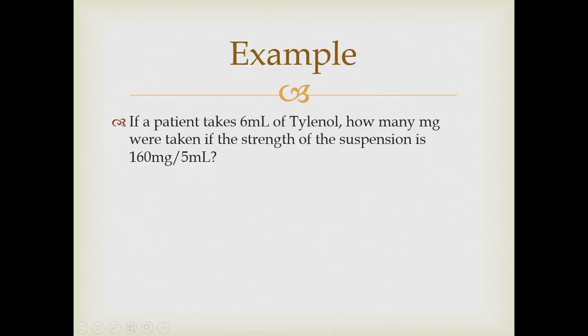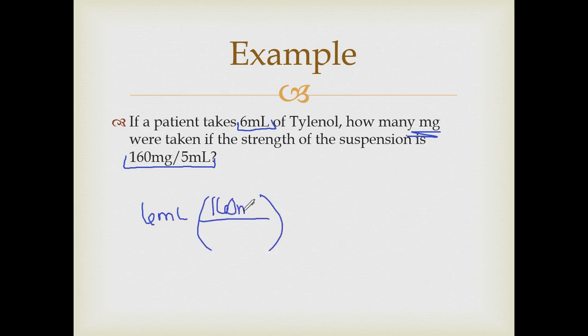They can also reverse it. So if a patient takes 6 mLs of Tylenol, how many milligrams were taken if the strength of the suspension is 160 milligrams per 5 ml? So what we could do here is they're giving us a volume now, and they want to know how many milligrams. So we can still use the strength of the suspension. So I have 6 mLs, and for every 5 mLs there are 160 milligrams.